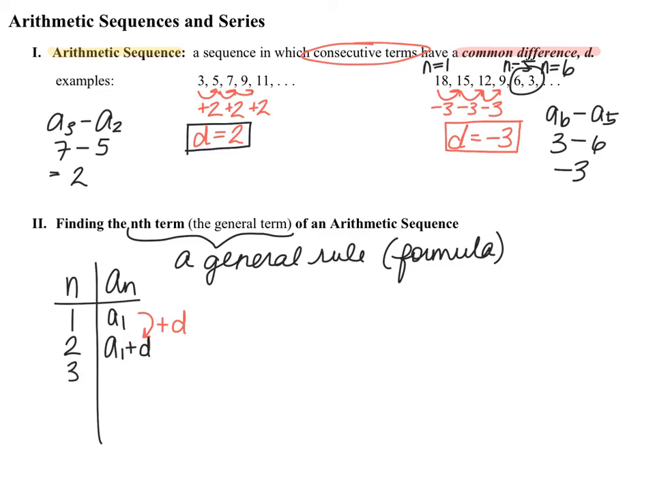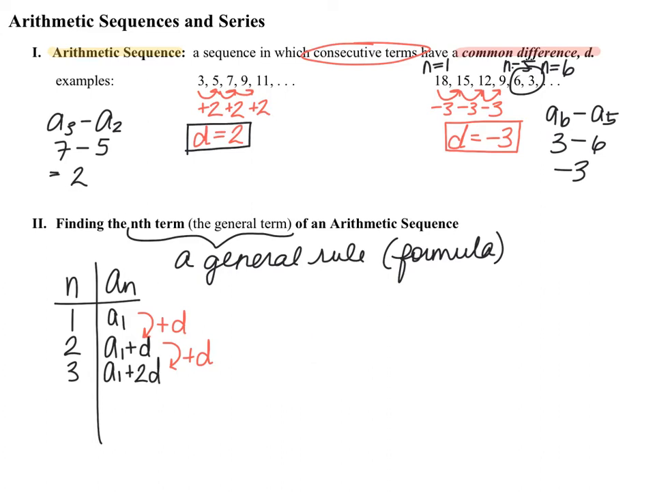Now let's move on to our third term. We're going to do the exact same thing. We'll take the second term and we are going to add another d. So that means the second term, which was a sub 1 plus d, now we add another d to that. Well, this becomes a sub 1 plus 2d. So the third term of the sequence could be written as a sub 1 plus 2d.